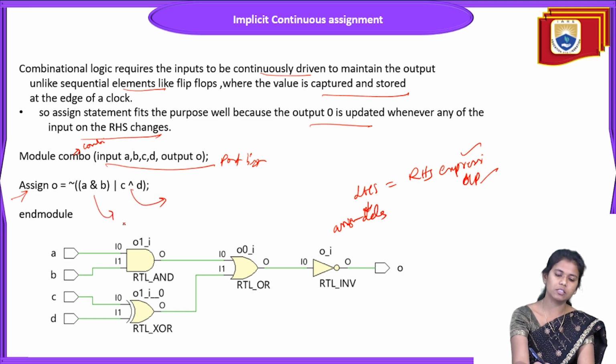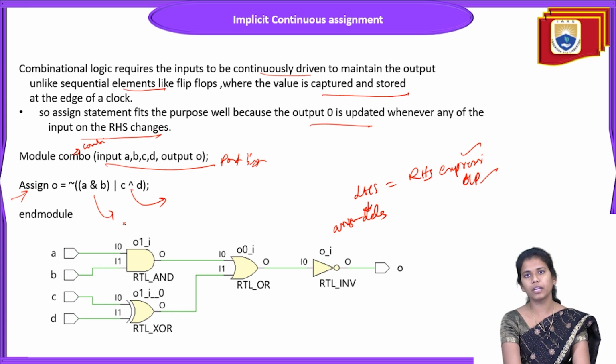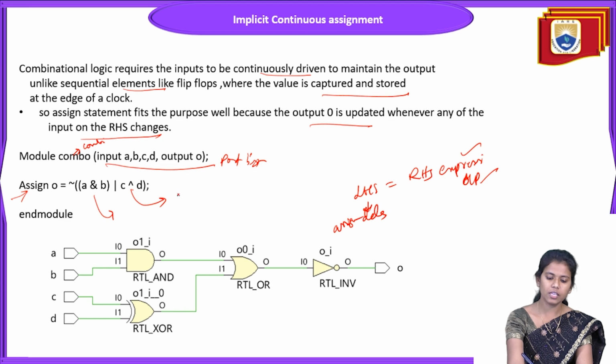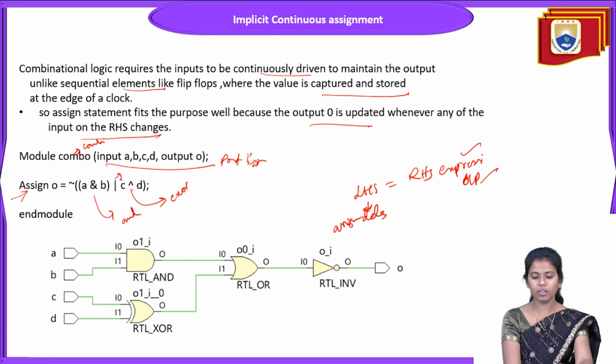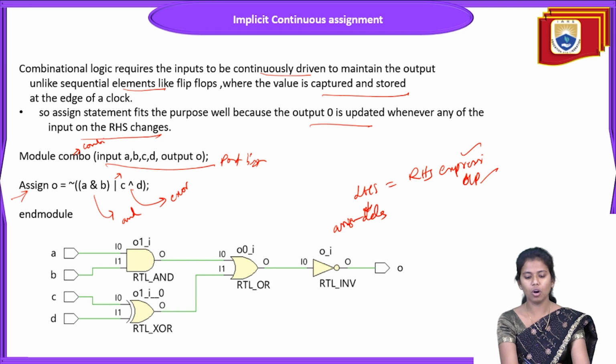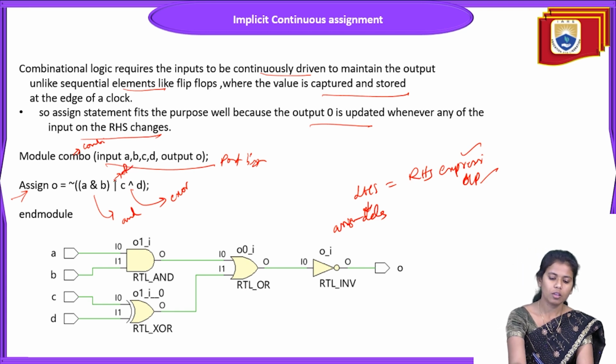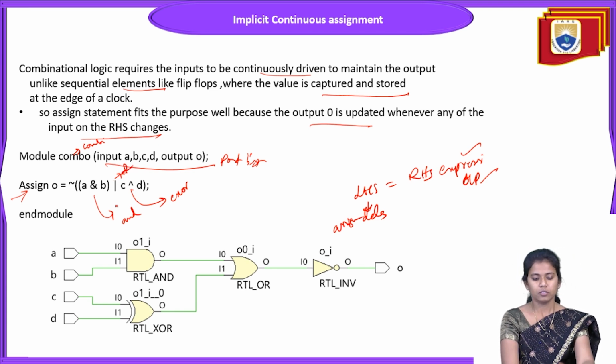So this is the operator. Already we have discussed different operators: logical operators, bitwise operators, shift operators, and so on. So C and D is nothing but the XOR operator. A and B is nothing but the AND operator. And in between, I am giving these two outputs to the OR gate. So this is the OR operator. And I'm terminating my statements with the endmodule.